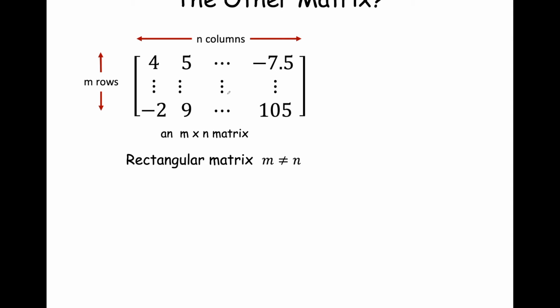Now remember, a rectangle is a shape where the length and the width are not equal to one another. Hence, we call it a rectangular matrix. It's almost like drawing a rectangle. Now, if we have the case where the number of rows, the row count, and the column count are equal to one another, that's a so-called square matrix. Just like a square, the measurement of the height and the width are the same.